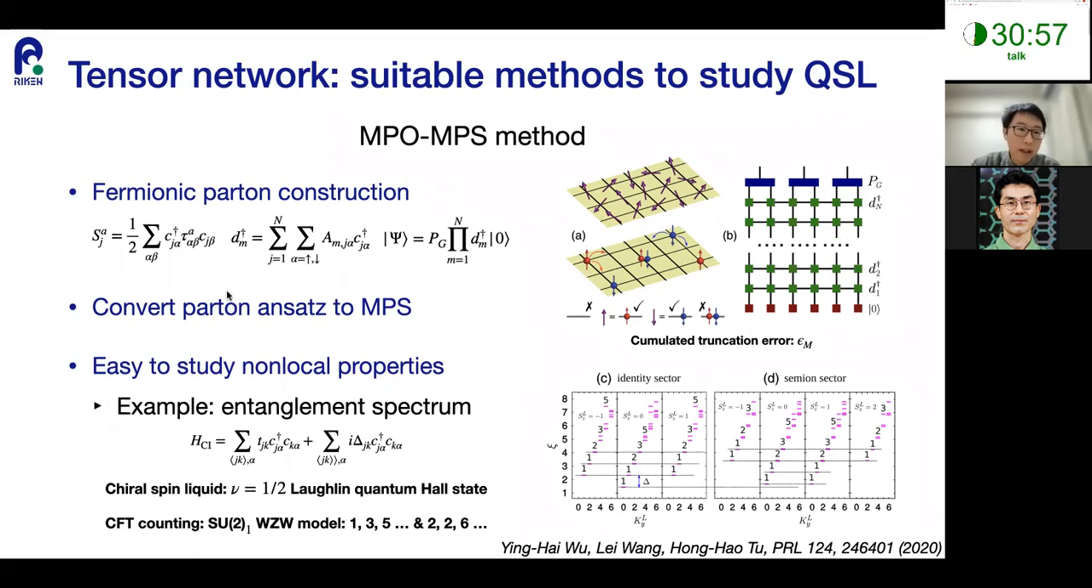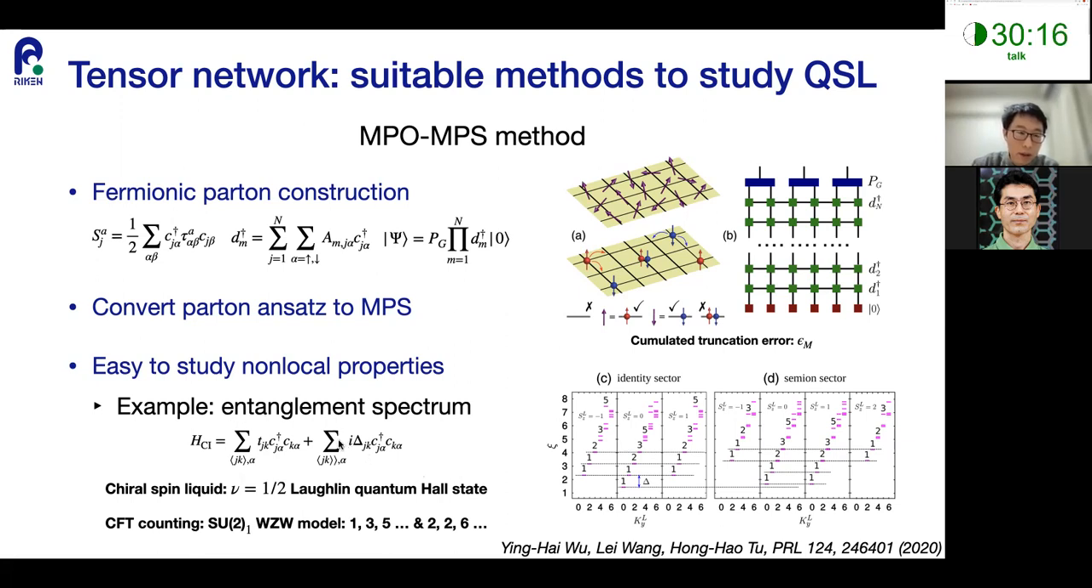There are a lot of advantages if you can convert a parton ansatz to an MPS. Here, I want to highlight one of them. That is, it lets us study non-local properties like entanglement entropy and spectrum much more easily using this MPS representation. Here is an example where this parton ansatz provides a chiral spin liquid state which has the same topological order as the nu equals 1/2 Laughlin quantum Hall state.